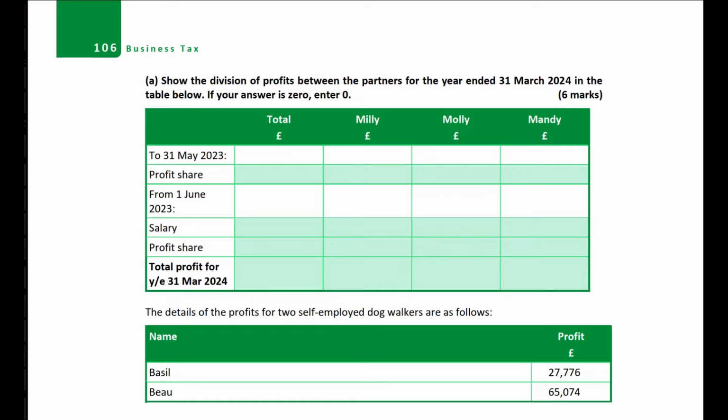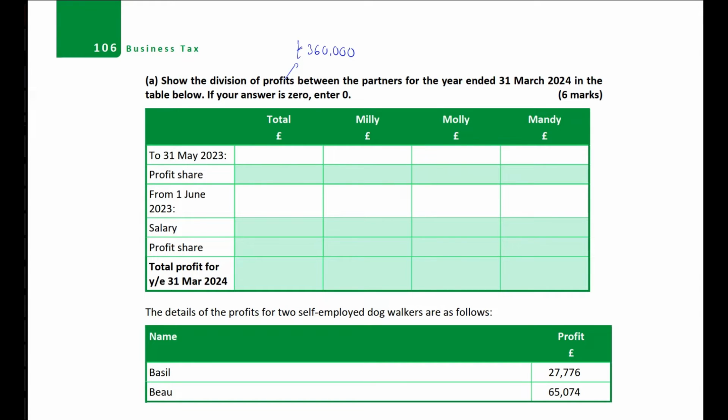And the requirement in A is to show the division of profits between the partners for the year ended March 24 in the table below. I'm just going to make a little note to myself that the profit was 360,000. So my objective is to have that much profit shared at the end.